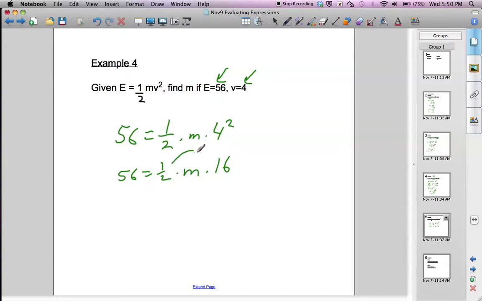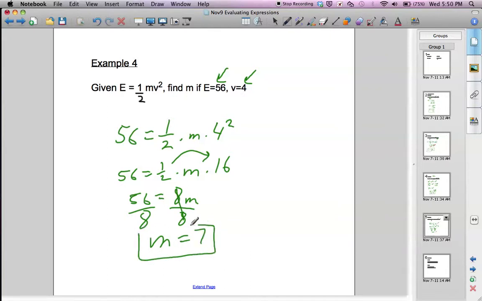Now here you can do the half times 16, and you'll get 8m. And last step, we just divide both sides by 8, and we get m equals 7. And that's your final answer.